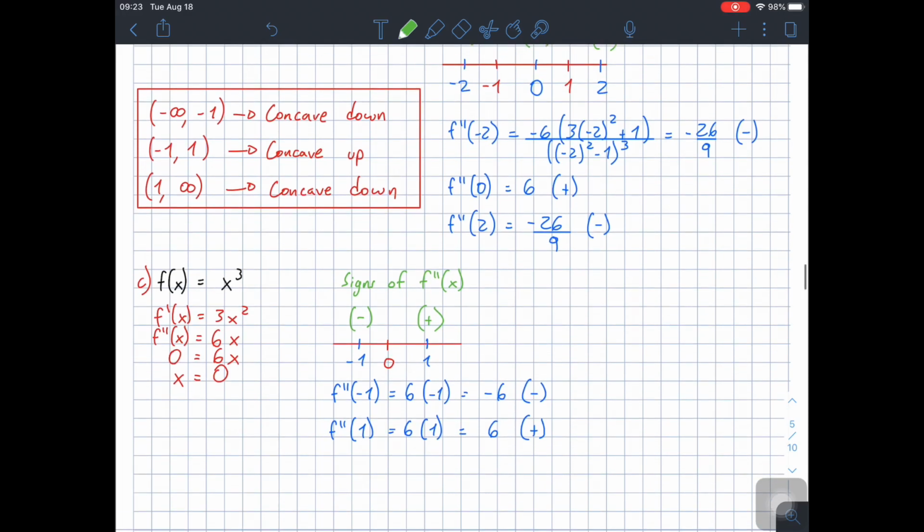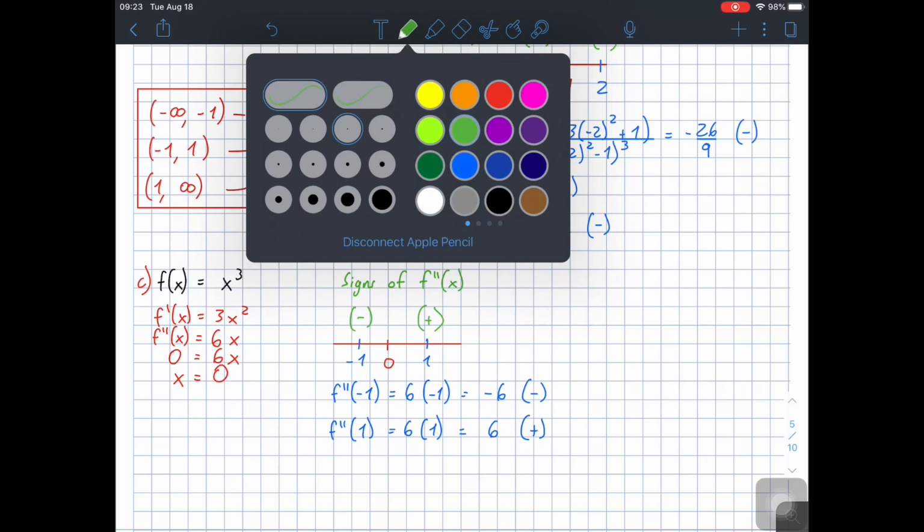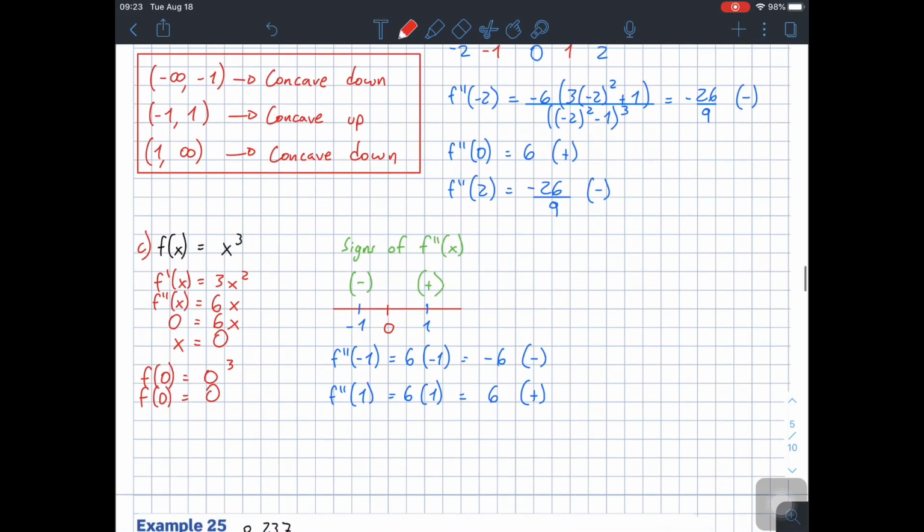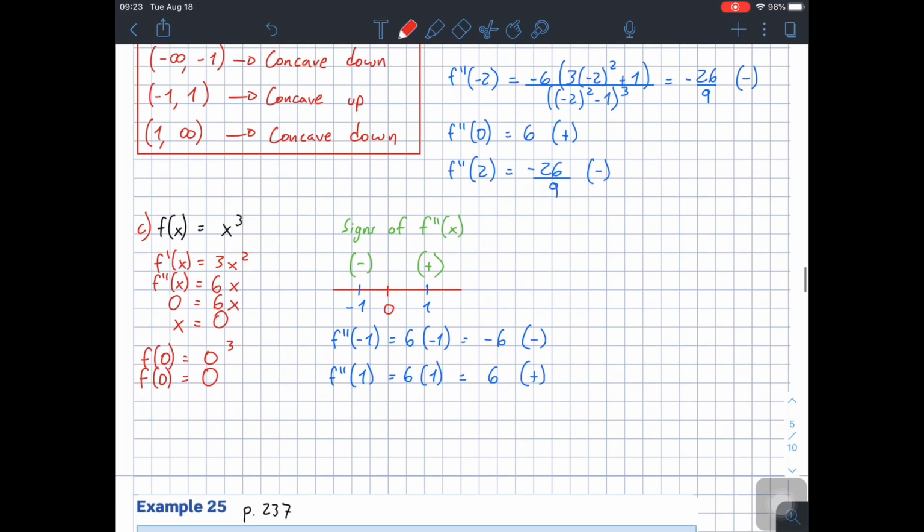That means that if I can find a value for f of 0, to find the y coordinate, we're going to get that this is 0 cubed. So f of 0 is 0. That means that there is a point, right? And that point, which is 0, 0, is an inflection point, right? So we're going to write that the point 0, 0 is an inflection point. So that's the first thing we know.